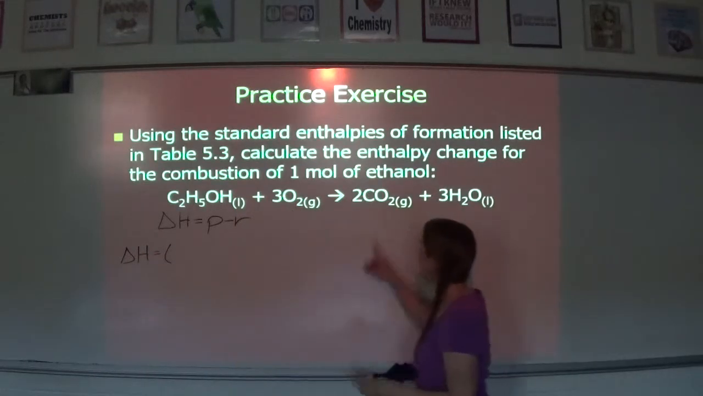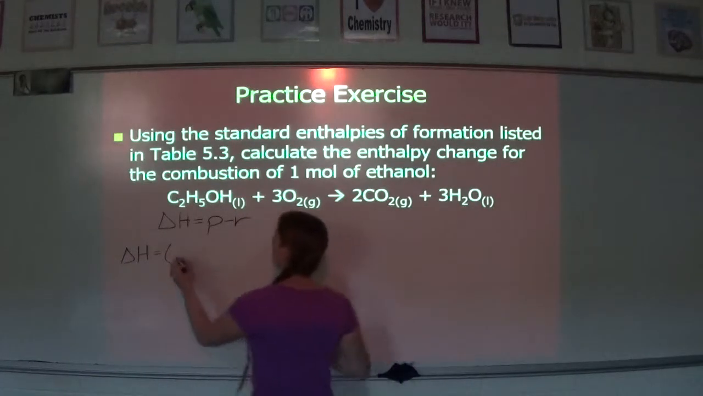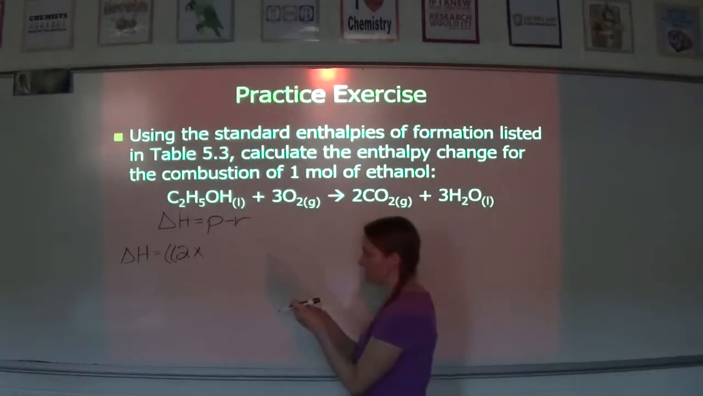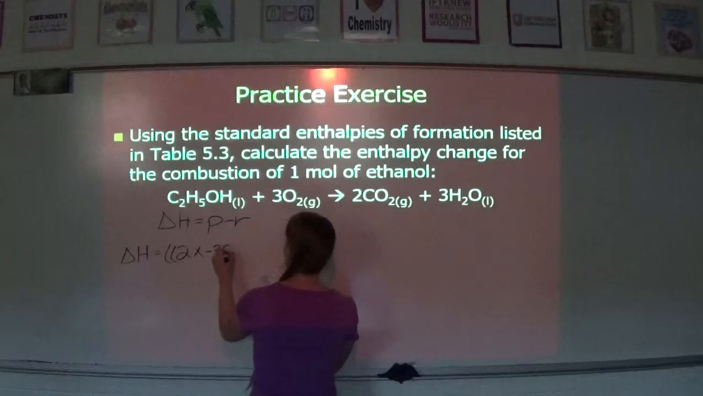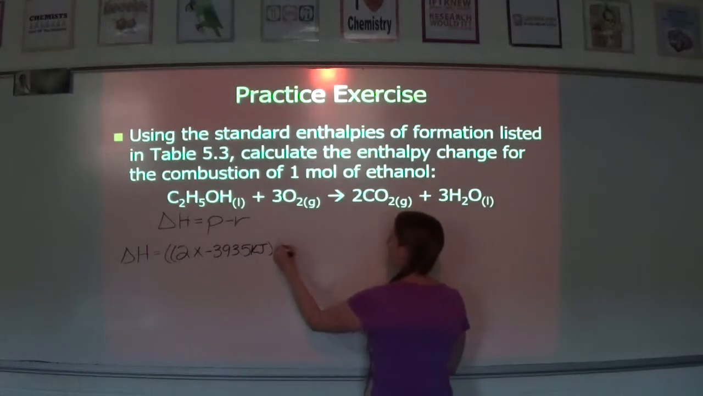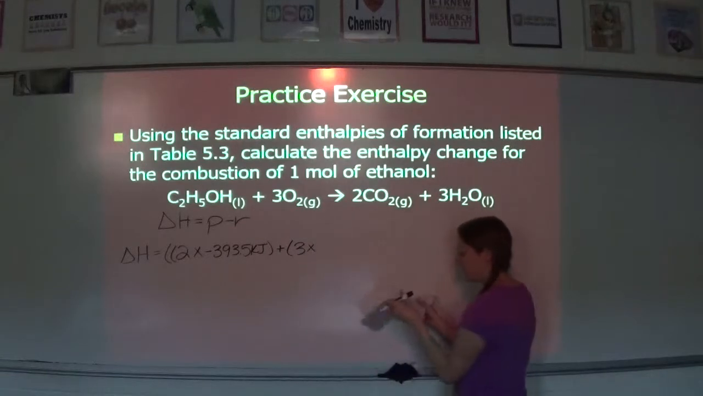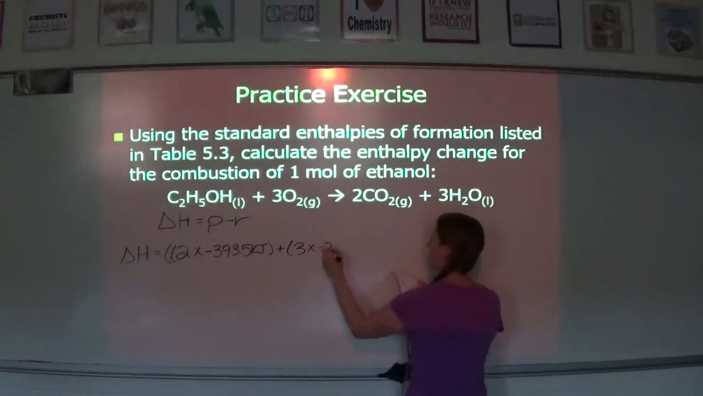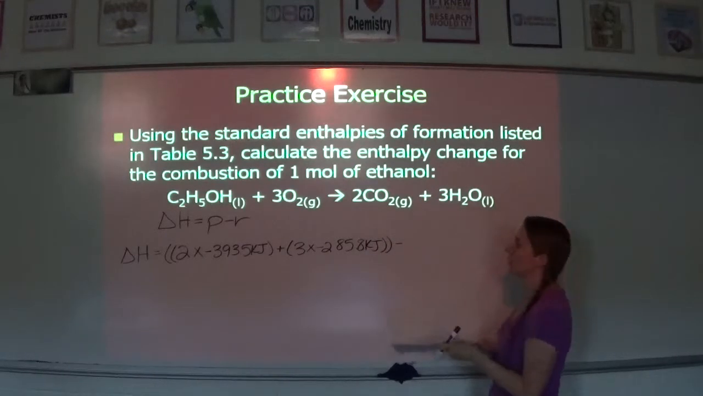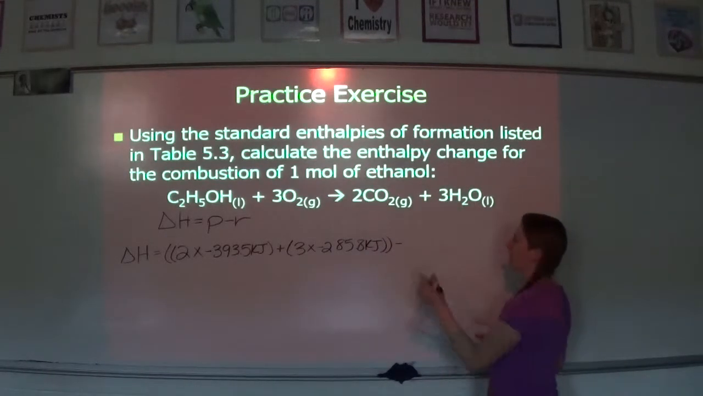Alright, so I do my products. I have 2 moles of CO2 gas. So I'm going to do 2 times, and then I'm going to look up CO2 gas. So negative 393.5 kilojoules plus my 3 H2O liquid. So I do 3 times, and my H2O liquid is negative 285.8 kilojoules. Alright, so there are my products minus my reactants.